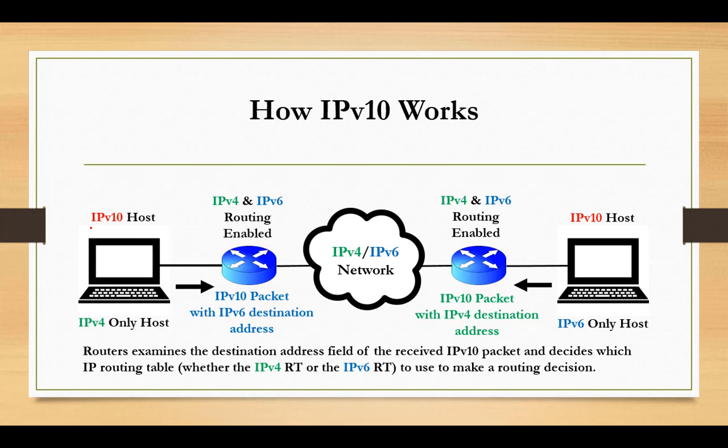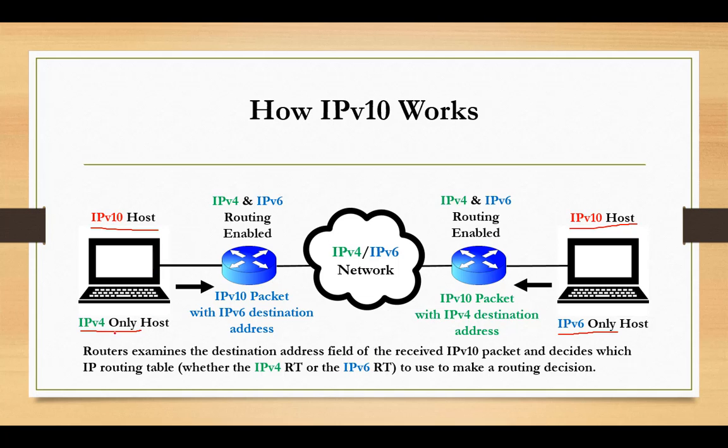We have two different hosts. They are IPv10 hosts. One with an IPv4 only address and the second with an IPv6 only address. When the IPv4 only host is trying to communicate to the IPv6 only host, it can encapsulate two different versions of the IP in the same layer 3 packet header. Let's see how the communication will be accomplished.